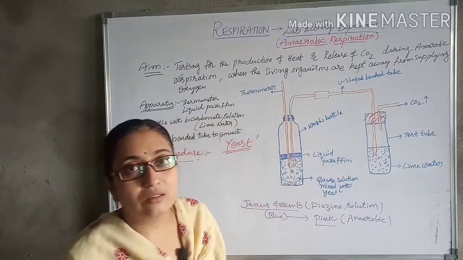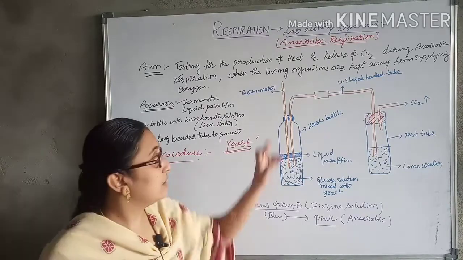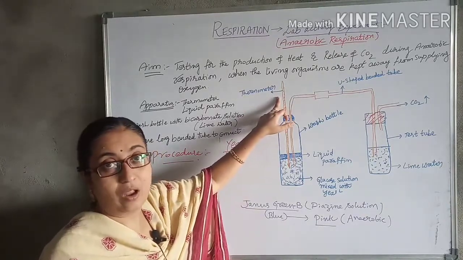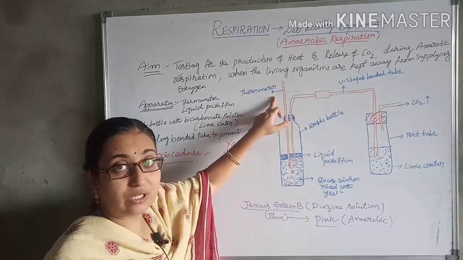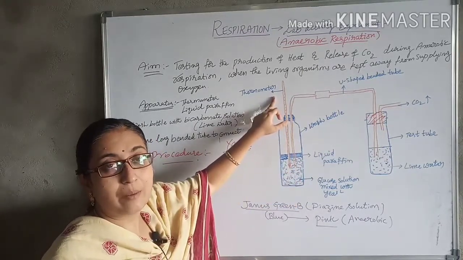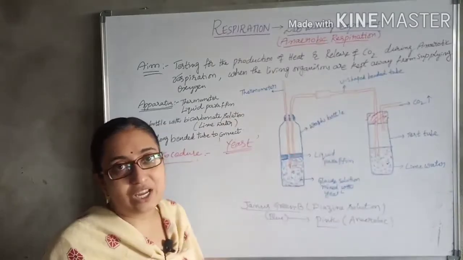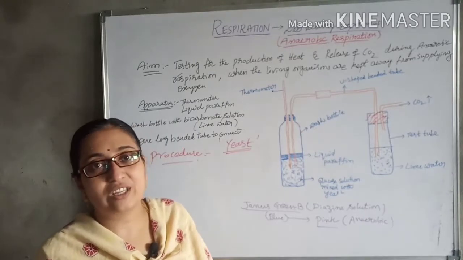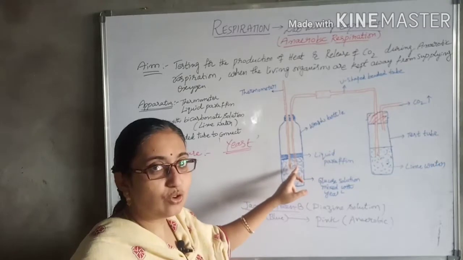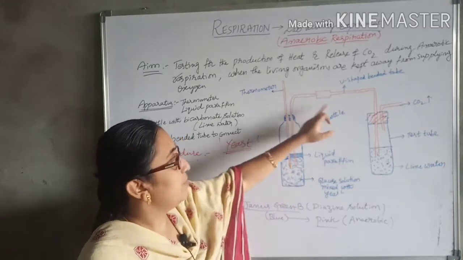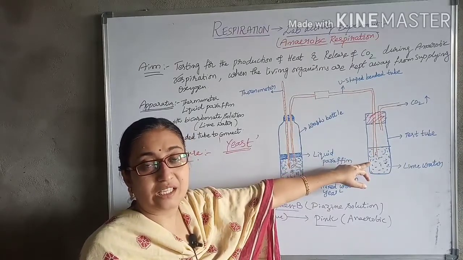After 2 or 3 days you can see the rise in the temperature, because during the anaerobic conditions heat is produced, which is noted by the thermometer. You can see the raised temperature in the thermometer. Afterwards, the tube which is inserted in the glucose solution is also inserted in the test tube which contains lime water.